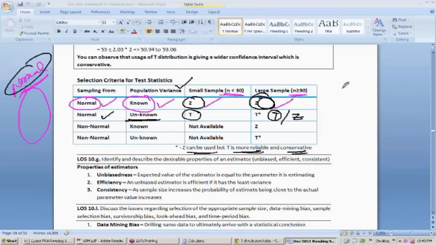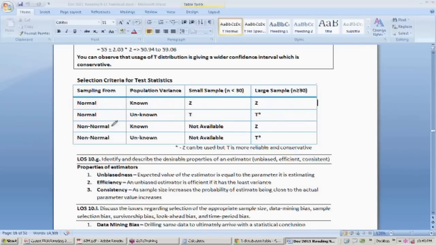Ali, you said that the maximum N we want is 30, but the table went up to 200. It is because of this: when the sampling is normal and the population variance is not known, you can use T for larger samples also.